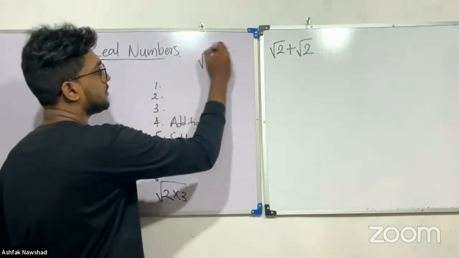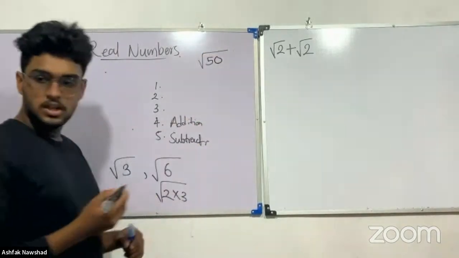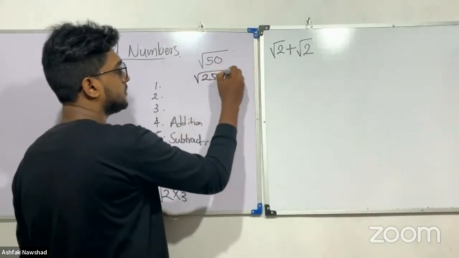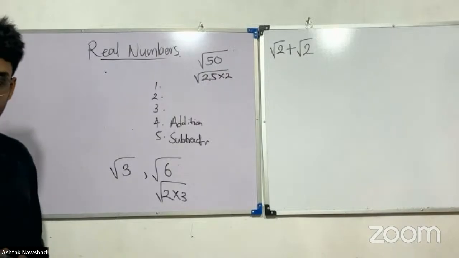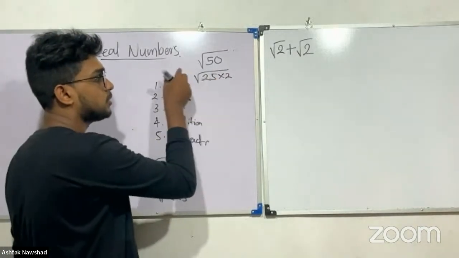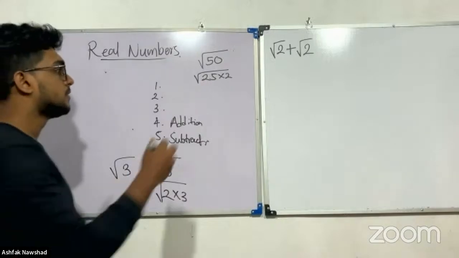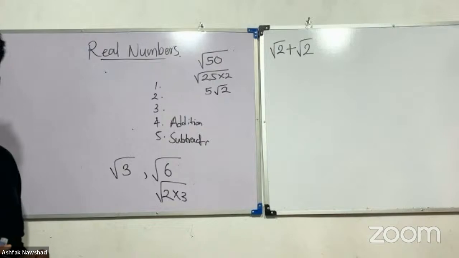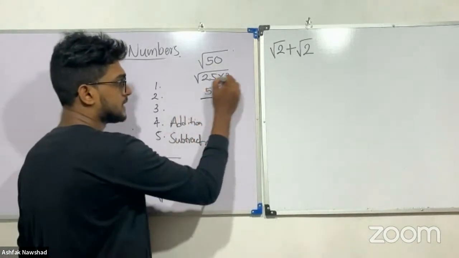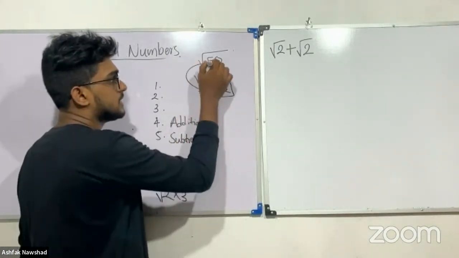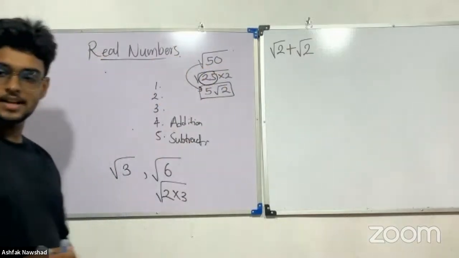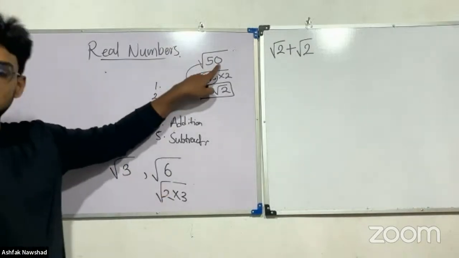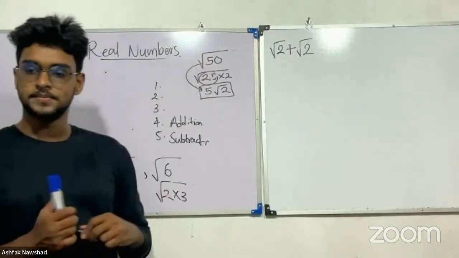Let's say the square root of 50. I can write 50 as 25 times 2. Now I can take this 25 out, so it becomes 5 root 2. The surds which can be simplified like this, the surds which have hidden squares inside them, are known as entire surds. These are not entire surds, but this is an entire surd. Now is it clear?